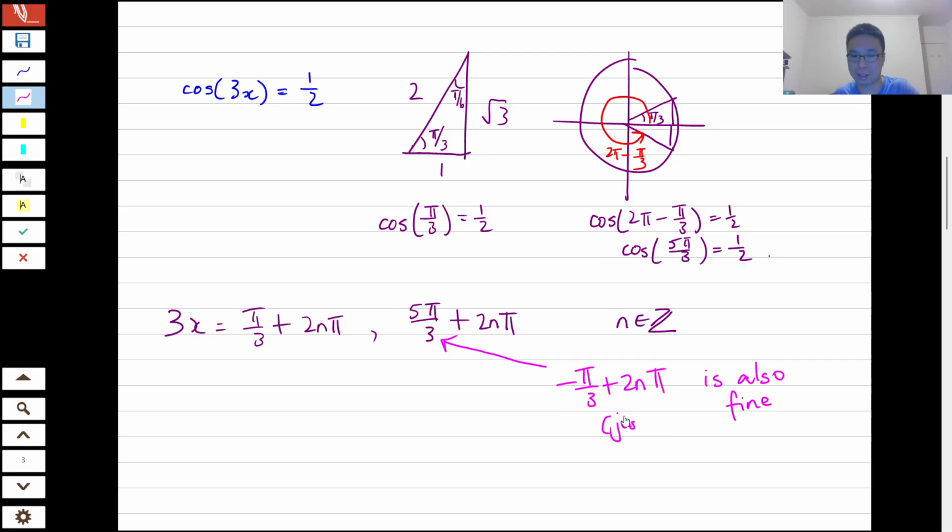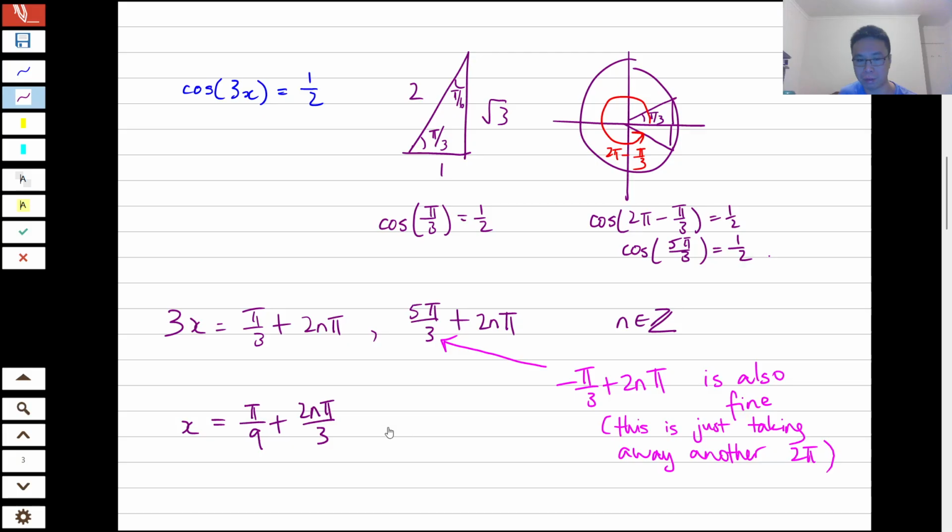So I'll say this is just going back. This is just taking away another 2 pi. Okay, now we can divide both families of solutions by 3 to get x. So divide pi on 3 by 3, I get pi on 9. And now 2n pi becomes 2n pi on 3. And similarly, 5 pi on 3 becomes 5 pi on 9, and 2n pi becomes 2n pi on 3.